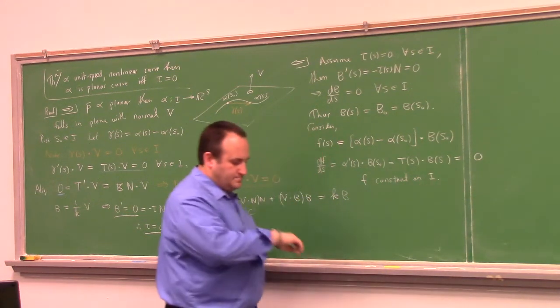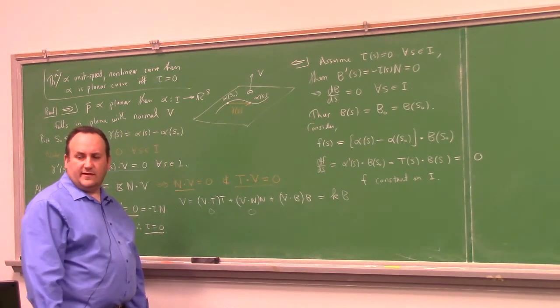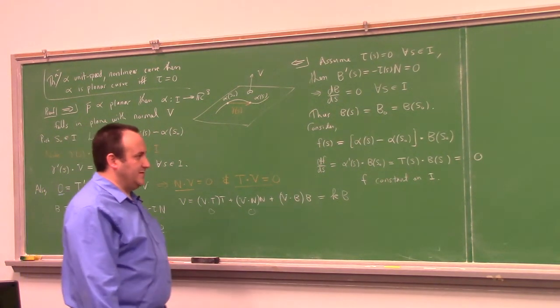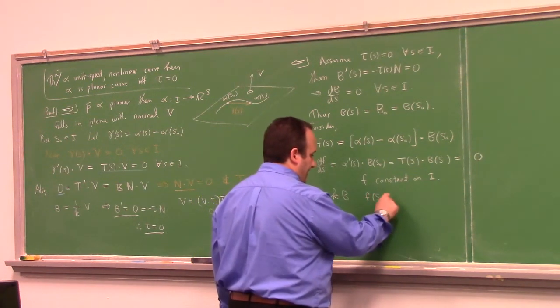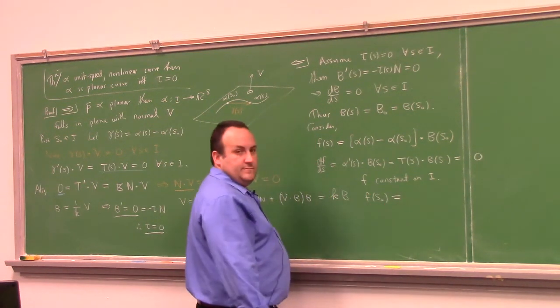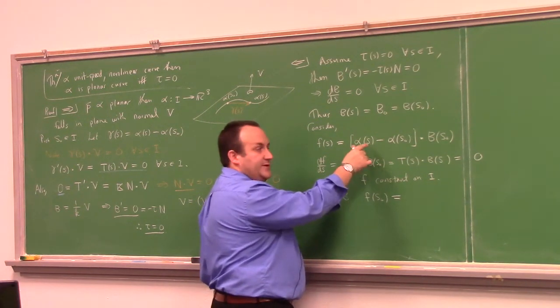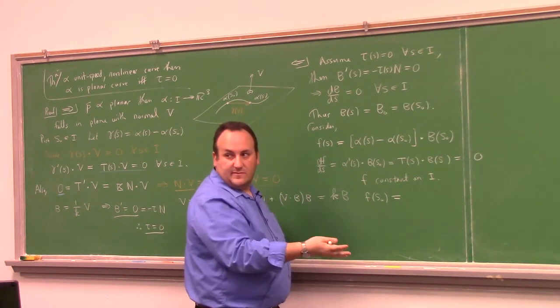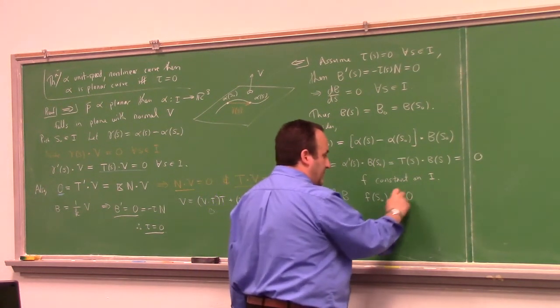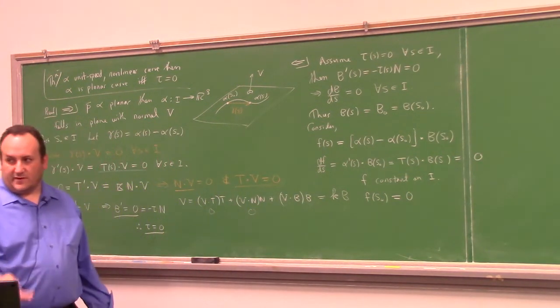Constant on I. And then how do I get its value? What point would you plug in to see what f is? How about f of s naught? Well, plug in the formula up here. We get alpha of s naught minus alpha of s naught, which is 0. Thus, the function f is identically 0. Therefore, the curve is planar.